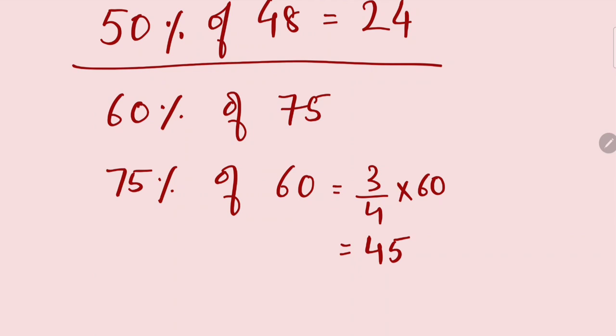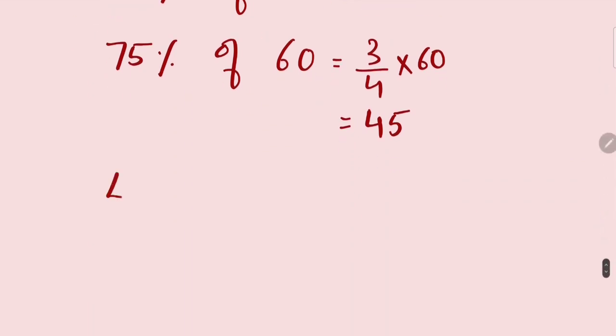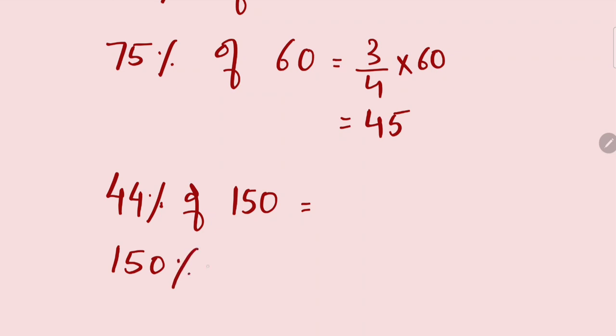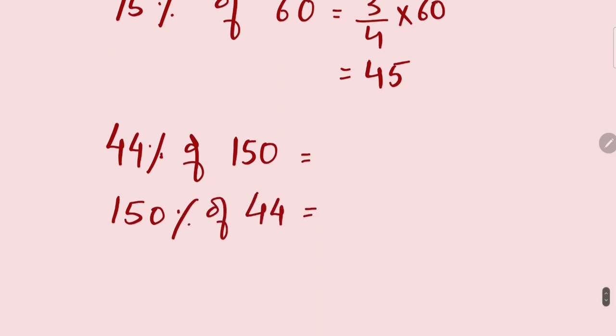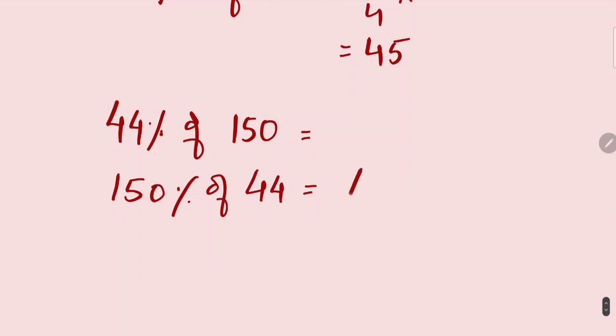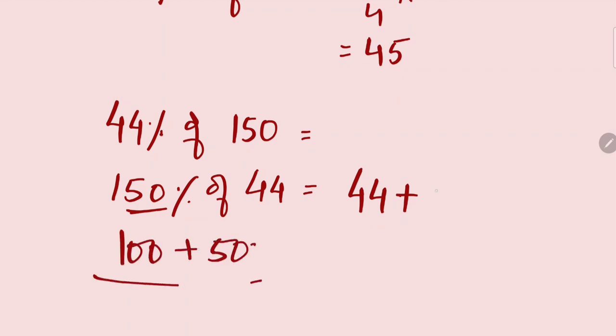And the last one that I will show you quickly here is, let us suppose, 44% of 150. So 44% of 150 can be written as 150% of 44, right? So 150% means it is the same number plus another 50%. So 100% plus 50%, 100 plus 50, right? So plus 50% of 44 is 22. So your answer is going to be 66, right?